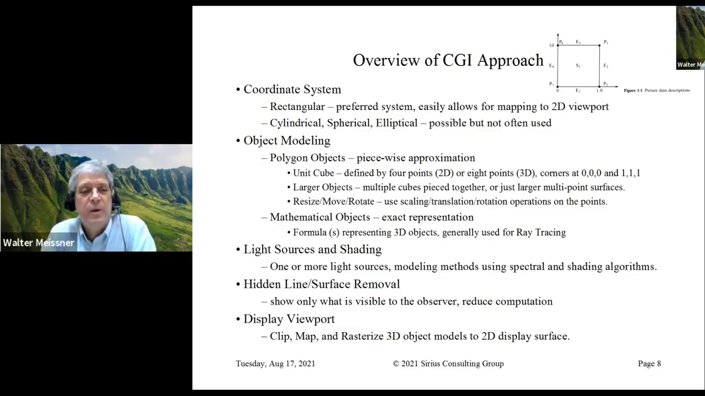to make things look realistic, it requires light sources and shading. So one or more light sources and modeling methods are used for specular and shading algorithms. And once all that's done, then there's a complex scene, and you want to only put the processing power where you need it. So there are algorithms to do hidden line and surface removal. So show only what is visible to the observer. And once that's done, a 3D model needs to be projected to a viewport, which is a 2D surface. So it means to clip and map and rasterize the 3D object models for the final display.